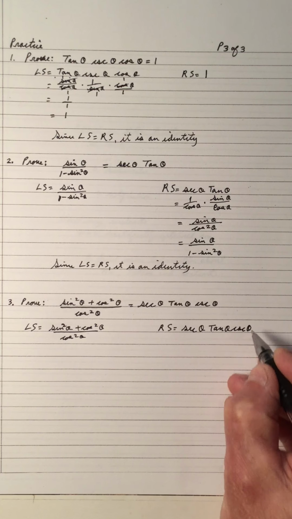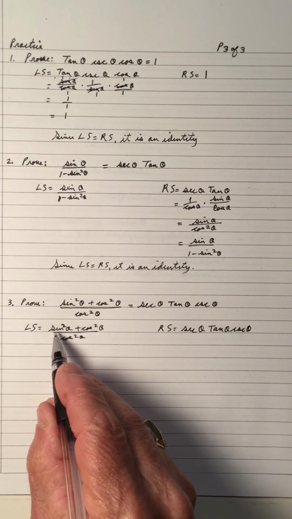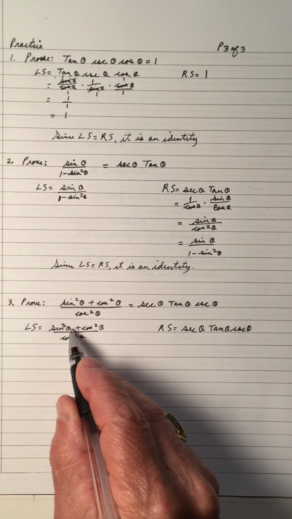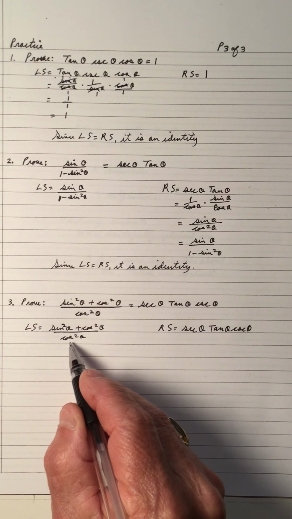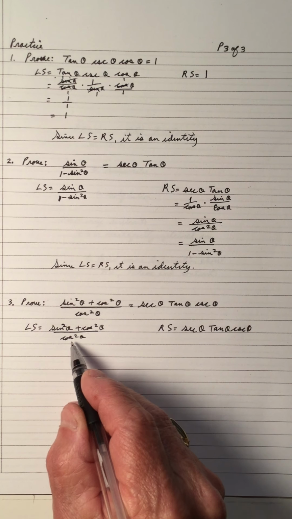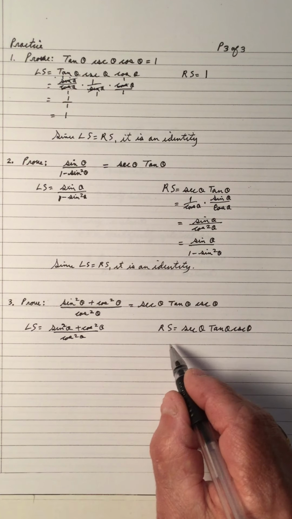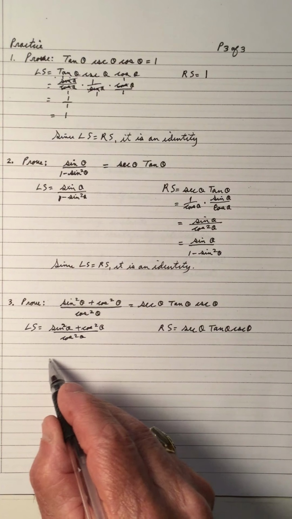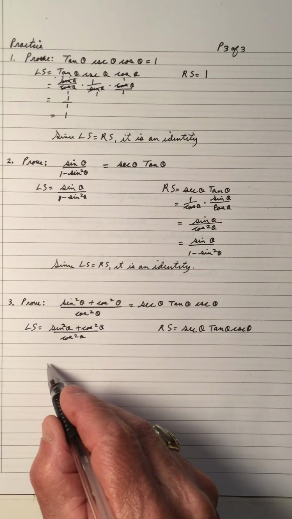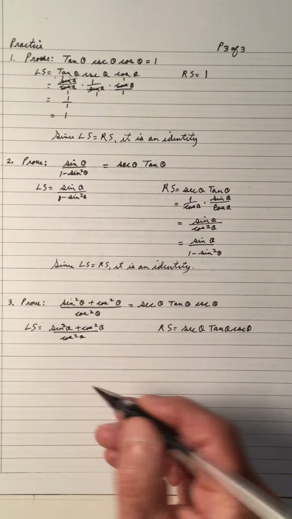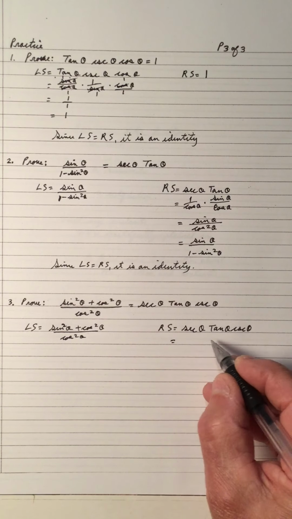So which side would you pick? Well, I know what this is. Sine squared plus cos squared, that's a 1. So if that's a 1, then 1 over cos squared could become secant squared. So it looks like, let's work this side right here again. Because if I change that to 1 over cos squared, then I can make that 1 minus sine squared. Okay, so here we go.